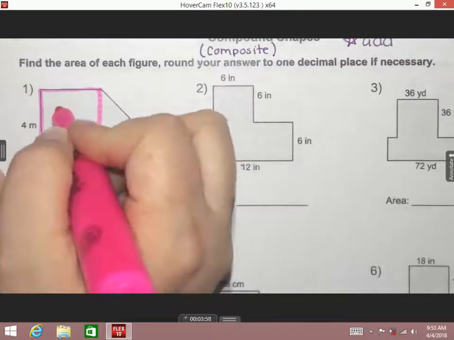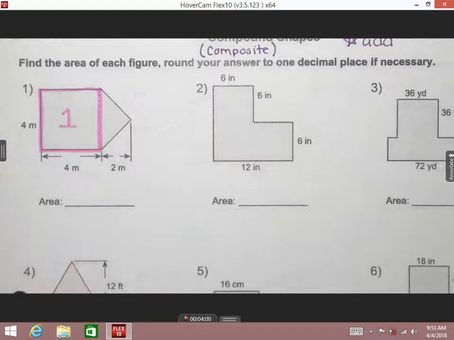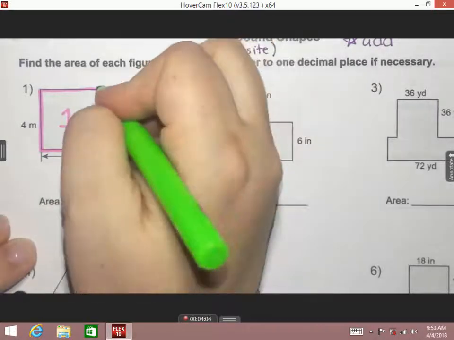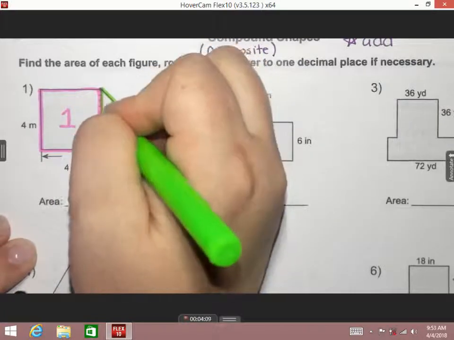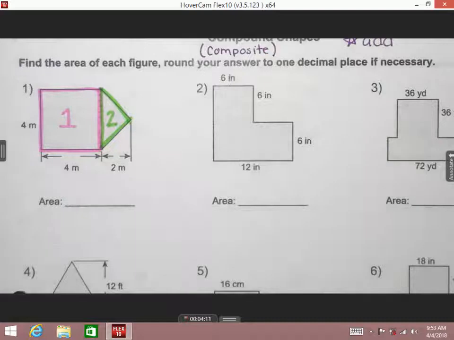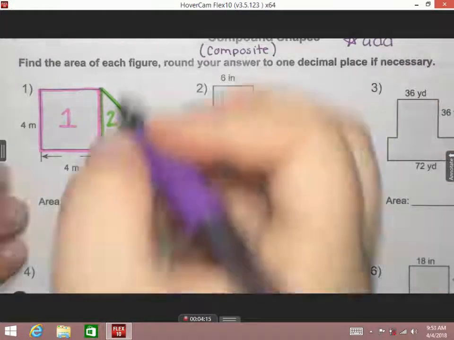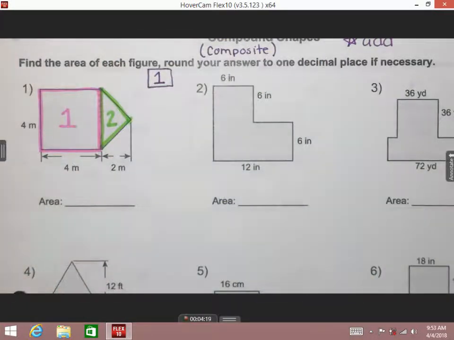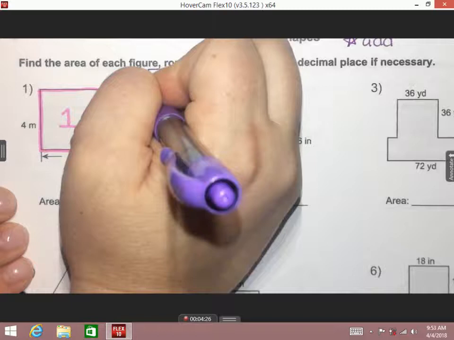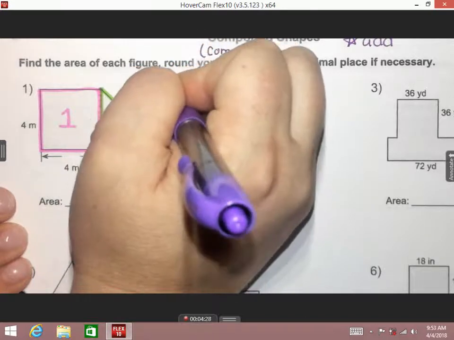So I'm going to let this square be my shape 1. And I'm going to let this triangle be shape 2. So shape 1 and shape 2. Let's start off. We're going to label shape 1 when we work it. So there's shape 1. What formula am I going to use to work shape 1? Braxton? Area equals base times height.